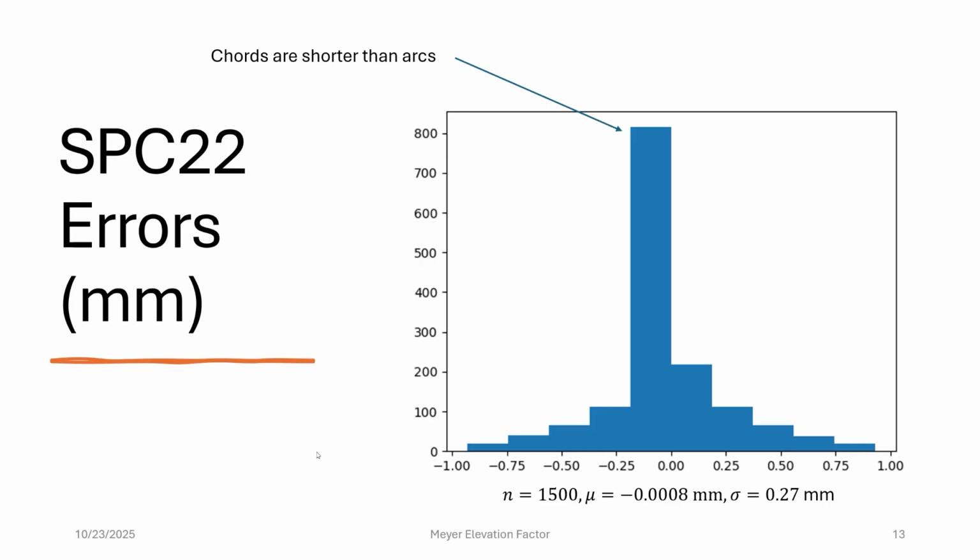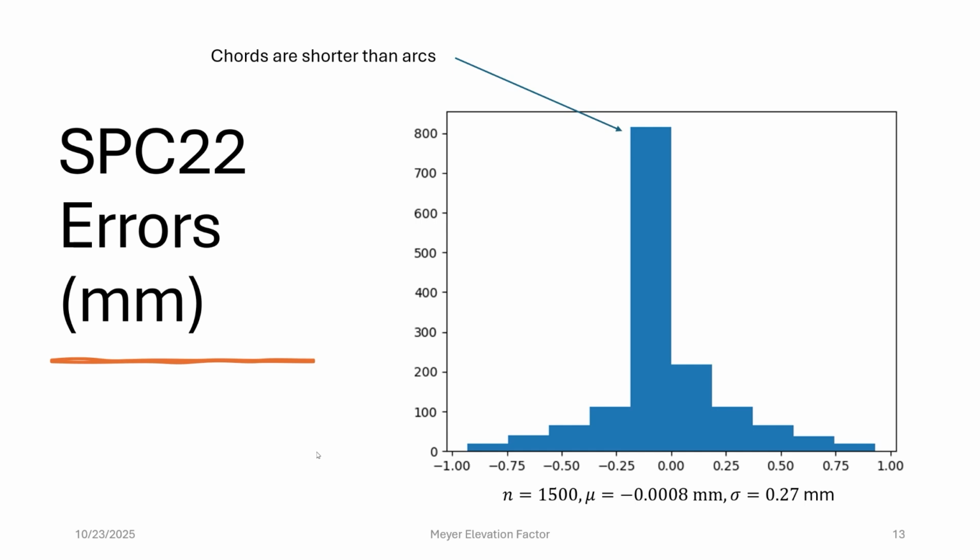That's extremely good. The standard deviation of the 1,500 samples is a little bit more than 1/4 of a millimeter. So this is a highly reliable reduction. This approximation works very, very well. It's not perfectly symmetrical. The most probable value is just slightly negative, just slightly.